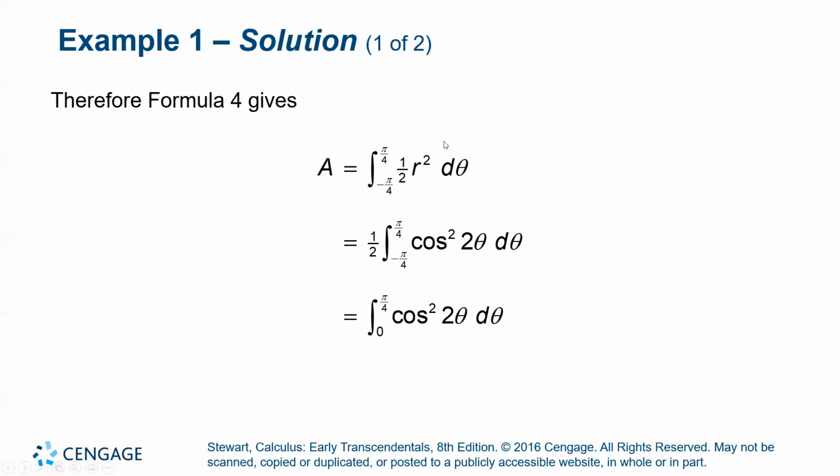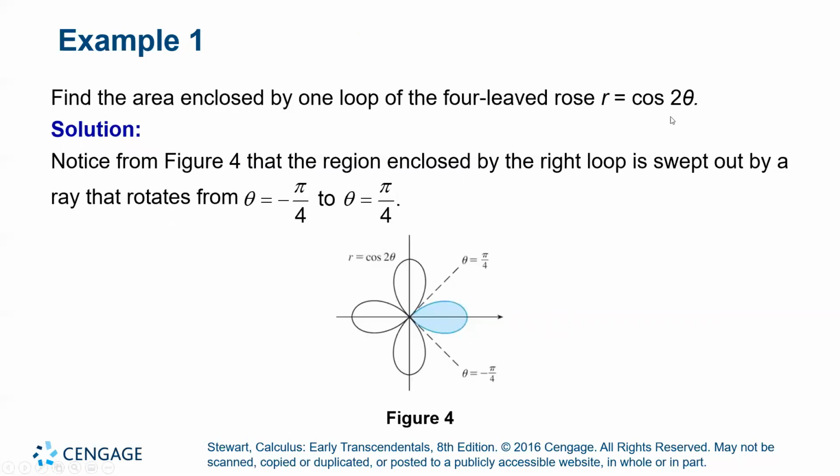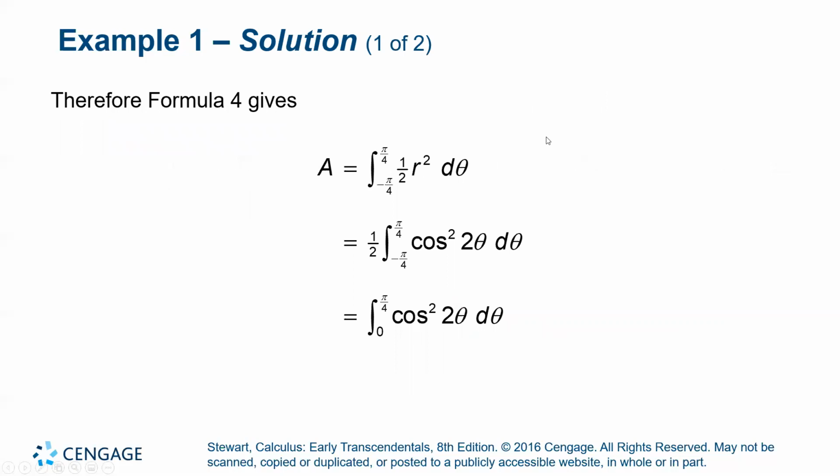So the formula, remember, is 1/2 r squared. So our r is cosine 2 theta. So we have the integral from negative pi over 4 to pi over 4, that was our boundary angles, of 1/2 r squared. r squared would be cosine of 2 theta all squared. So on the second line, you can see we've brought the 1/2 outside of the integral and written cosine squared of 2 theta. So ultimately, we need to determine how to integrate cosine squared 2 theta.